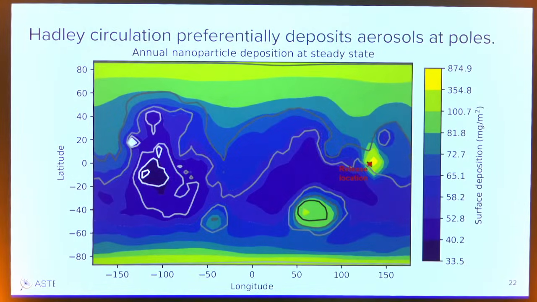And finally, what we actually find is that when we release nanorods into the atmosphere from an equatorial region, we find that the Hadley cell circulation preferentially deposits these aerosols towards the poles. Essentially, during a northern summer, the Hadley circulation transports these aerosols towards the poles, and you also get some large deposits in low elevation regions such as Hellas and Argyre, and near the release point, due to the efficient mixing of the atmosphere and the efficiency of dry deposition in these regions.